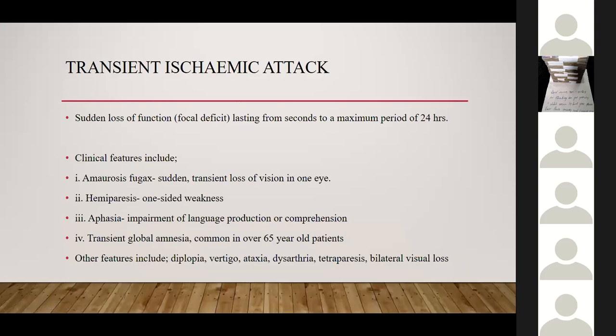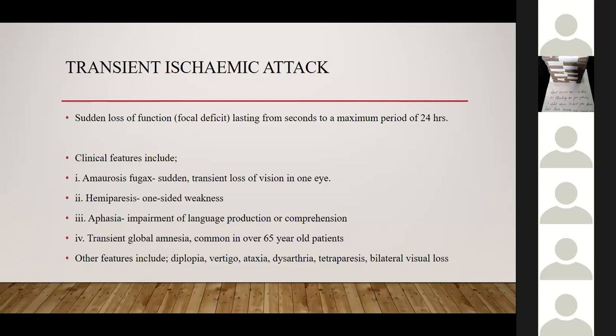So let's look at a transient ischemic attack. As I said, there's a neurological deficit that will just last for less than 24 hours. Clinical features, you can have a sudden loss of vision in one eye. We call it amaurosis fugax. Sometimes you can just have one-sided weakness, what we call hemiparesis. Sometimes we've had patients who were fine and just the next day they couldn't talk. It's called aphasia, and they usually recover in less than 24 hours. Sometimes you just forget every single thing for less than 24 hours. It's called transient global amnesia.